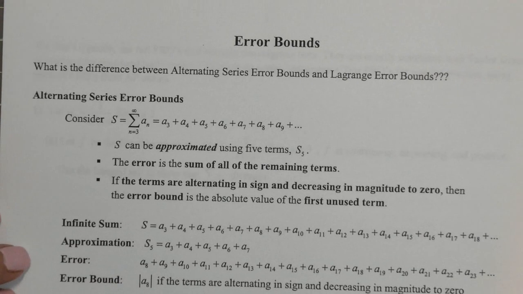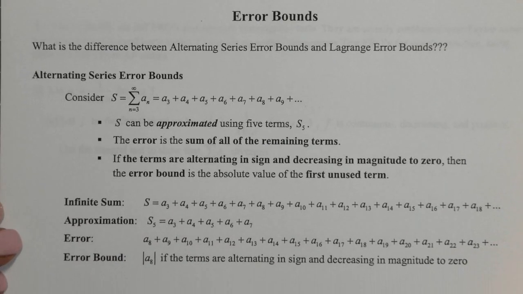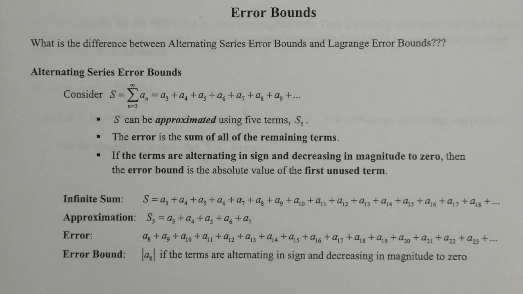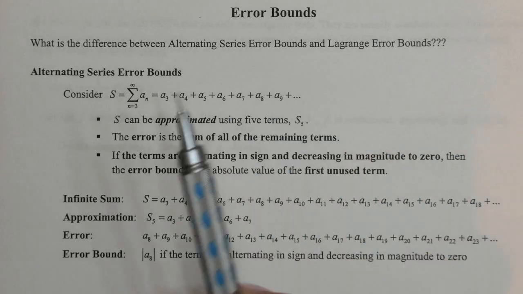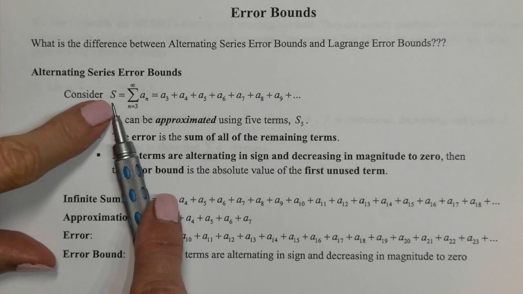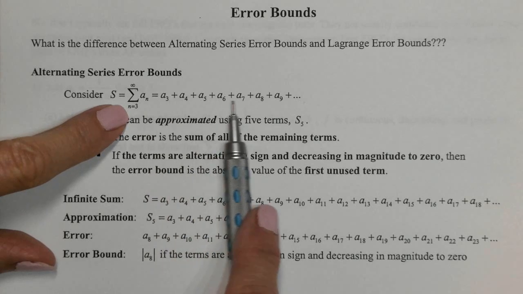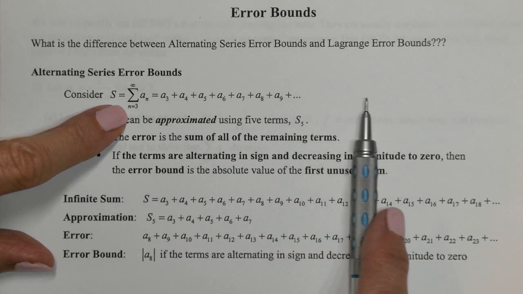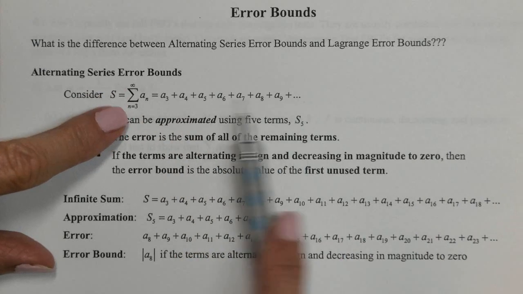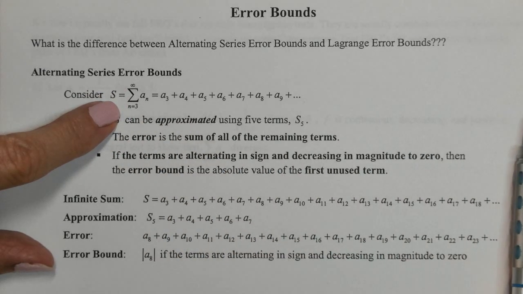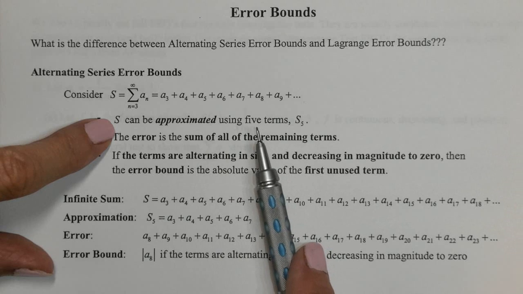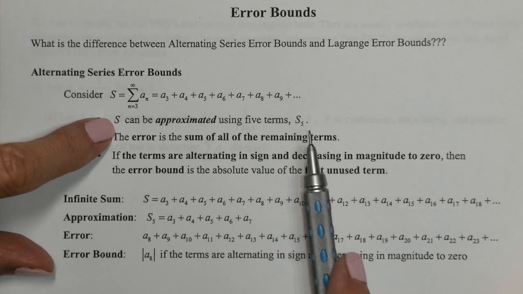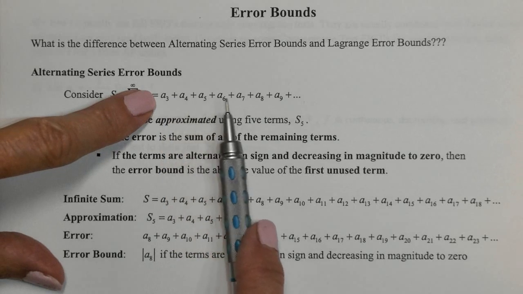Let's talk briefly about error bounds. What is the difference between alternating series error bounds and Lagrange error bounds? Okay, let's review an alternating series error bound. Here's the sum of the series. It goes on and on forever because it's going to infinity, but the sum is this entire infinite sum. It can be approximated using a set number of terms, let's say 5 terms. We call that S sub 5, the sum of the first 5 terms.